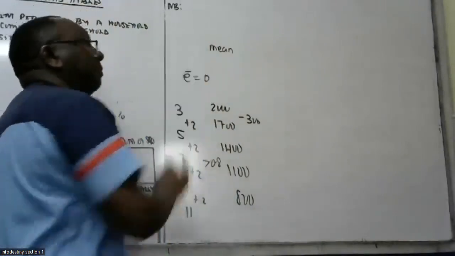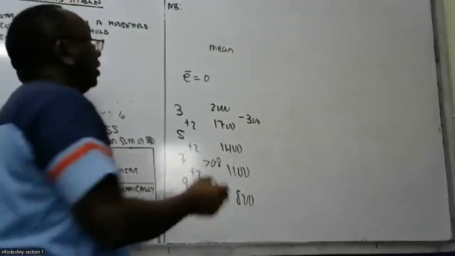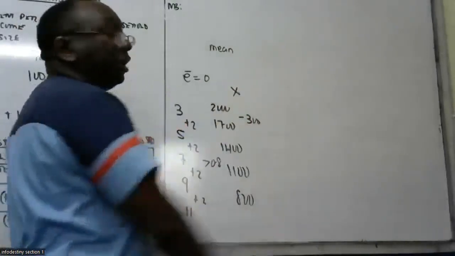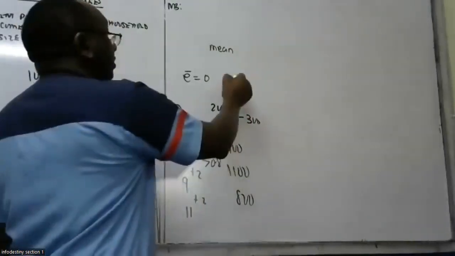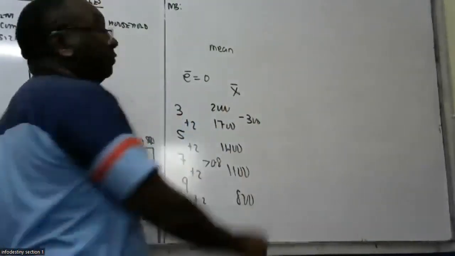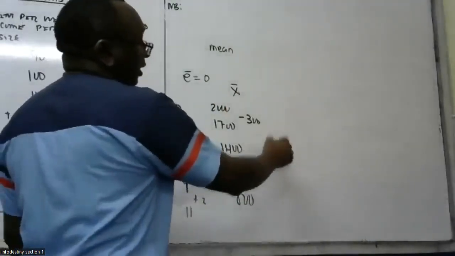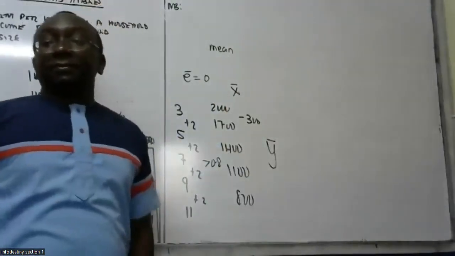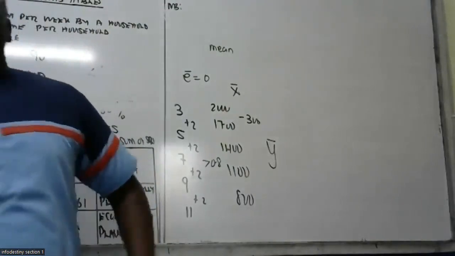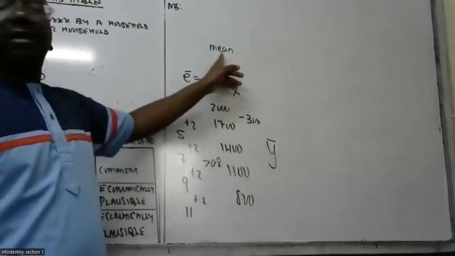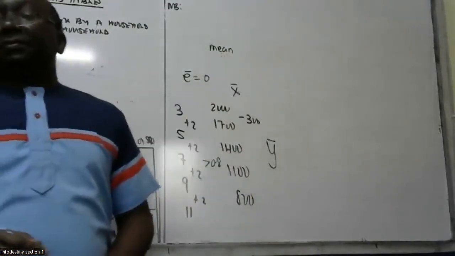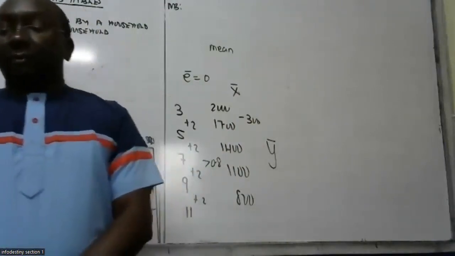See, we normally put a bar on top of whatever you are looking for. If you are looking for the mean of x's, it is written like that. If you are looking for the mean of y's, it is written like that, y bar. If it is not, they will give us 1.